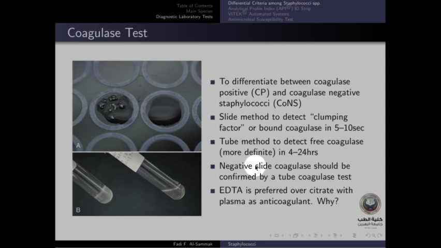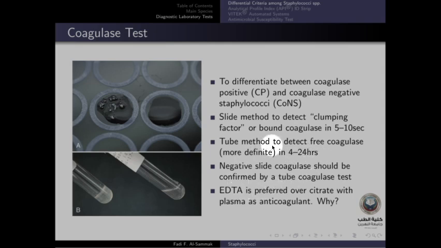If we still have a negative result at 4 hours, then we can incubate at room temperature overnight and check again for clot formation. The idea here is that sometimes it will revert. So we don't wait more than 24 hours to read the result, because it can go from positive to negative after 24 hours. So it's very important to detect the free coagulase, which is a more definitive test than the slide method, between the 4 to 24 hours.